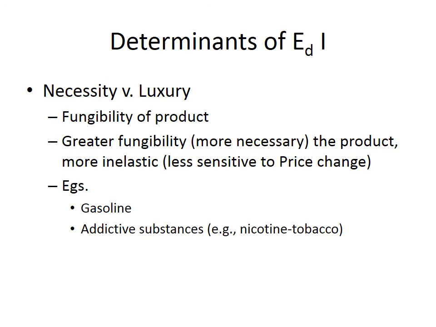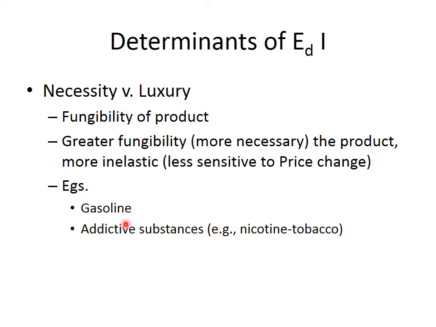Now, generally speaking, items that are necessities have a much lower elasticity, meaning they're much less sensitive. The demand for a necessity is much less sensitive to price changes or income changes than is a non-necessity. And so down here, gasoline and addictive substances are pretty much considered necessities, and so a price change is going to be very insensitive.